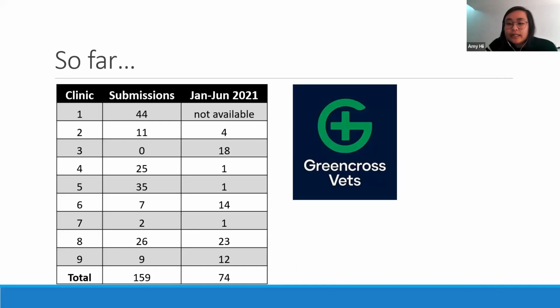And this table shows the number of submissions by clinic. 3 clinics, number 2, 4, and 5, had clear increases in the number of submissions, whereas some clinics like number 8 stayed around the same, and we had number 7 where the number of submissions is probably too small for us to say at this point, and there was a decrease in submissions in number 6 and number 9. There was no previous data for clinic number 1, so I couldn't make a comparison. And so far we've had 0 submissions from clinic 3.